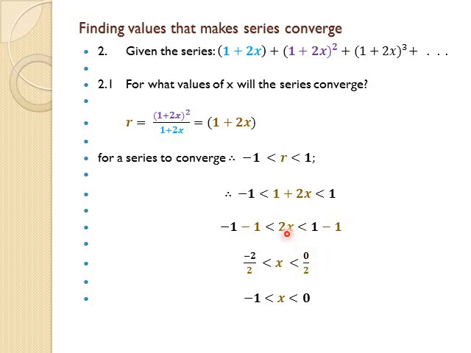I need to get x, so I'm going to divide by the coefficient in front of x, so I divide by 2, so 0 divided by 2, and minus 2 divided by 2. So for this series to converge, x must be greater than minus 1 but less than 0. Alright, so those are the values of x.